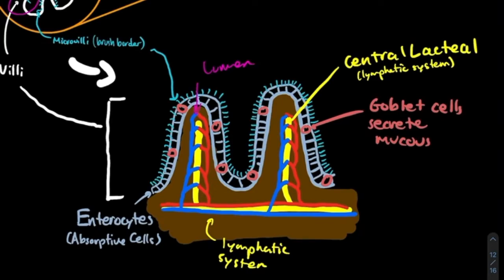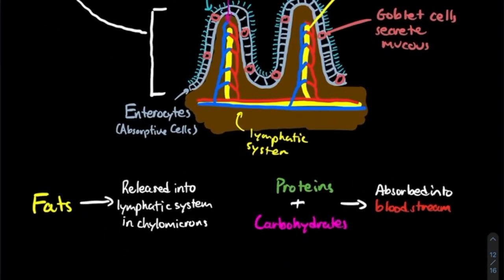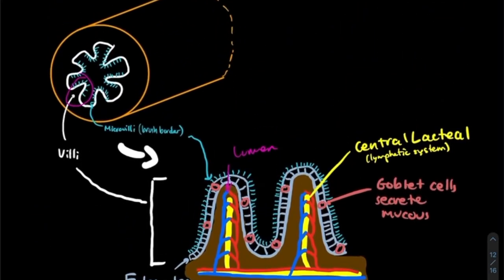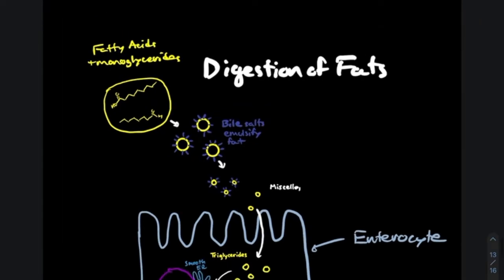But remember, the fats don't actually go into your capillaries right off the bat, going into your circulatory system. They're actually absorbed into the lymphatic system. We'll talk a little bit about that. So ultimately, fats are released into the lymphatic system in what are called chylomicrons. We'll get to that. And proteins and carbs are absorbed directly into your bloodstream via these enterocytes, all right, at this brush border.